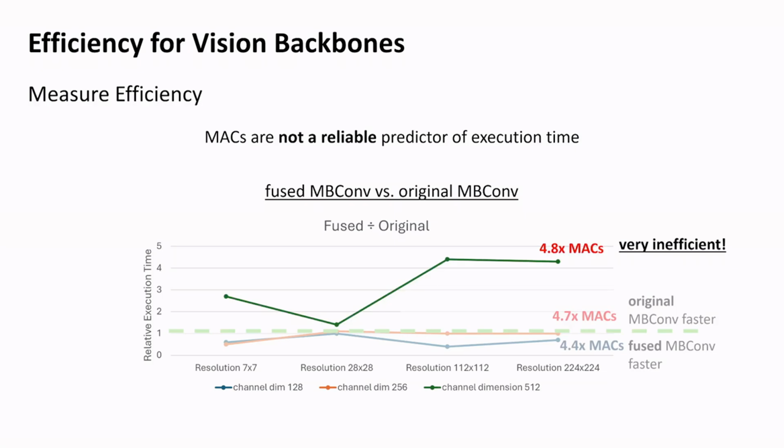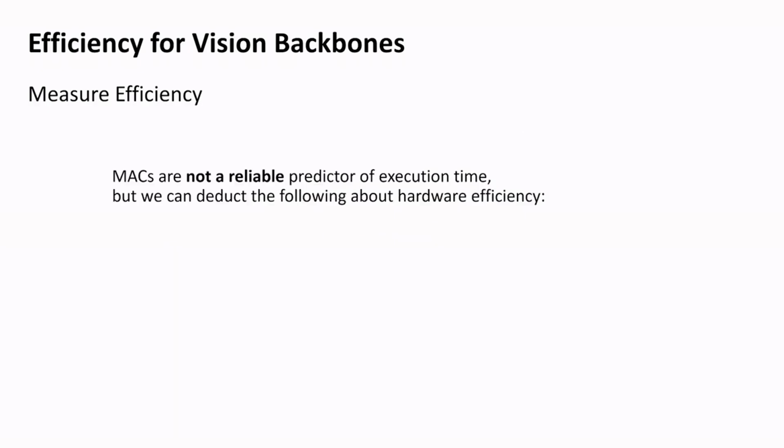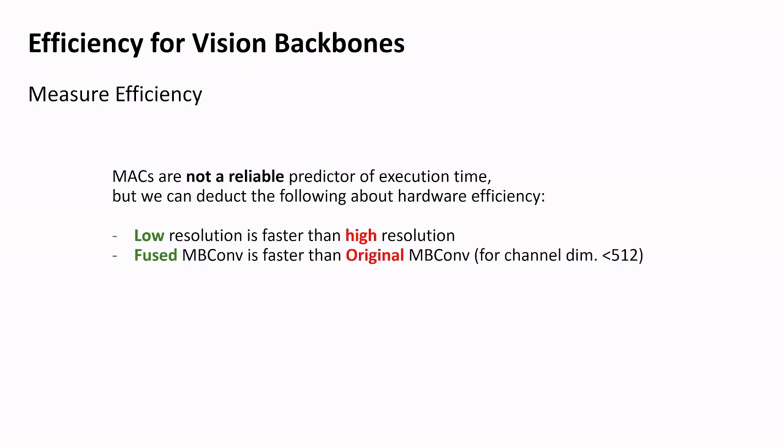For high channel dimensions, the fused MBConv becomes increasingly inefficient. Its relative execution time approaches the relative amount of MACs compared with the original MBConv. We have shown experimental results that support the statement that MACs are not a reliable predictor of execution time, but we have also learned something. Operating on a lower resolution is faster than operating on a higher resolution, and MACs failed to predict the actual execution time reliably. And the fused MBConv is faster than the original MBConv in many scenarios.